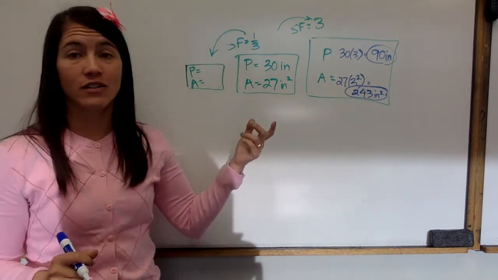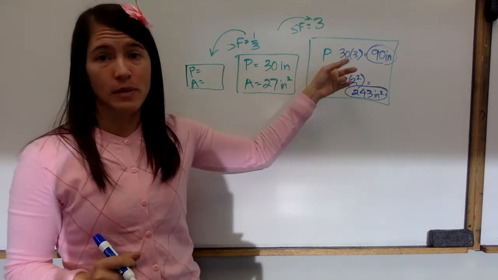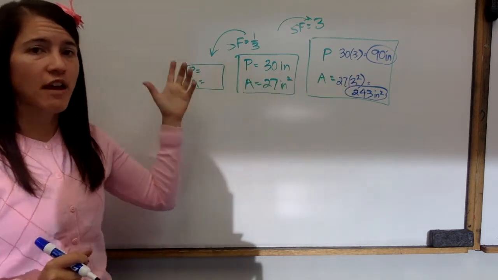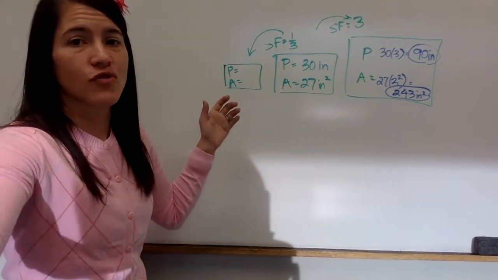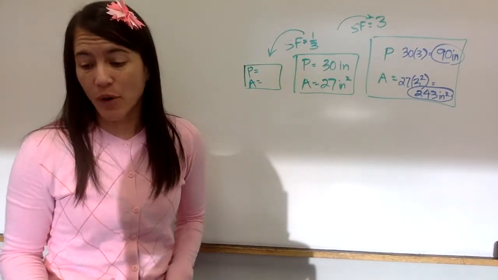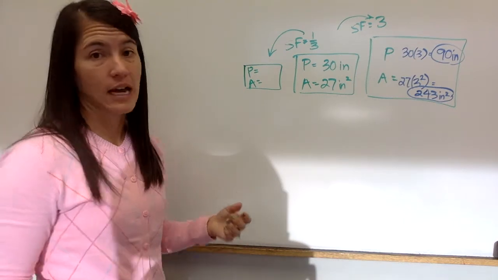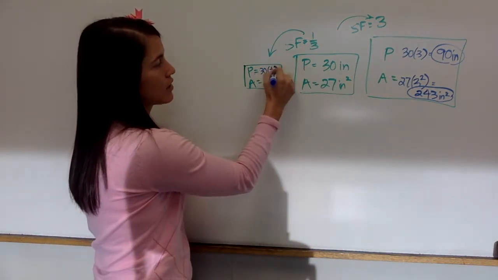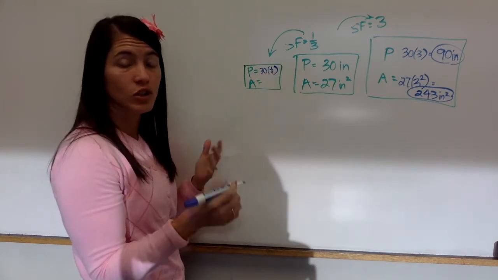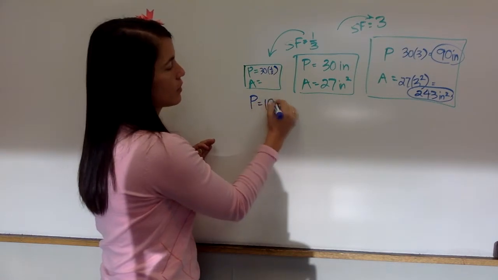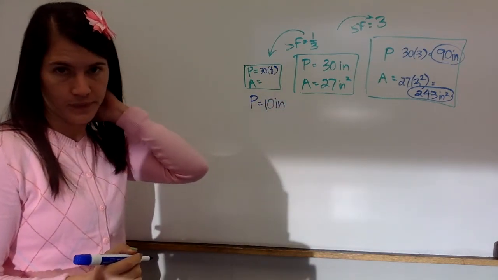So those are the new perimeter and area of my enlarged rectangle. I just took the scale factor and I multiplied the scale factor times the perimeter and then the scale factor squared times the area. So now let's go down to our shrink, our smaller rectangle. The scale factor is 1/3 because the problem said the smaller one is 1/3 the size. So I'm going to multiply 30 times 1/3 because with perimeter you just keep it the same. 30 times 1/3 is 10. So my new perimeter is 10 inches.